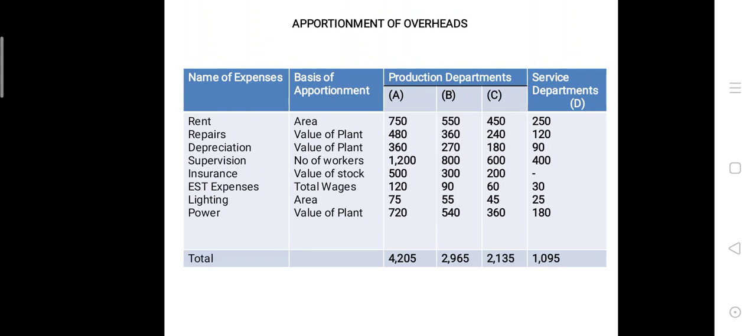This is how we have to do the apportionment or primary distribution of overheads, or the overhead expenditure, to all the departments, the production departments as well as the service department.